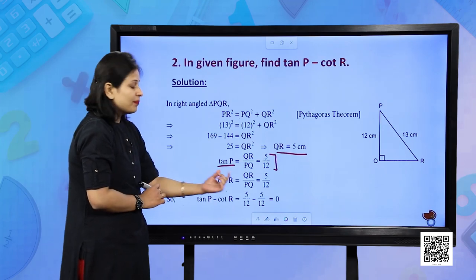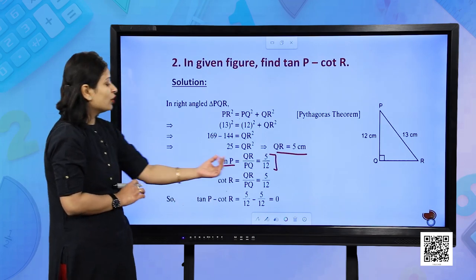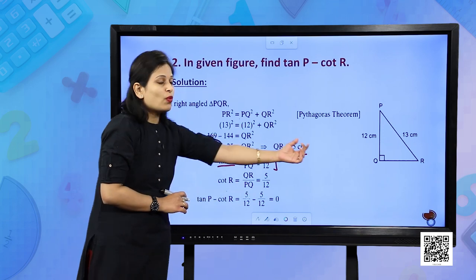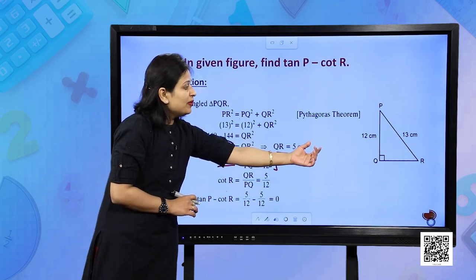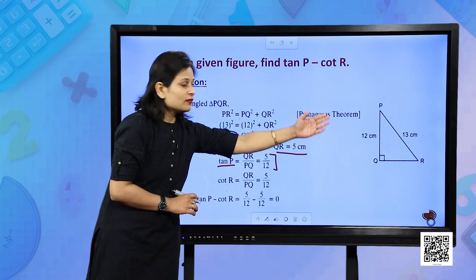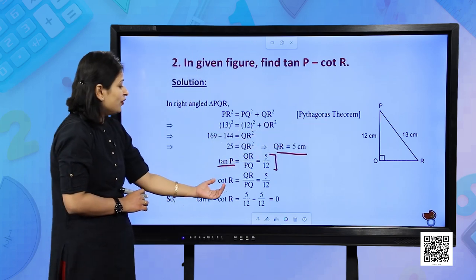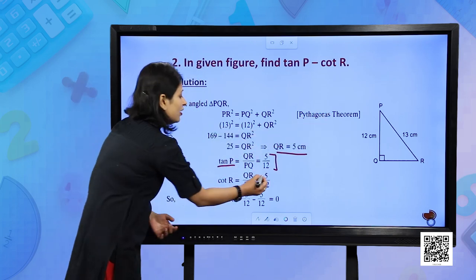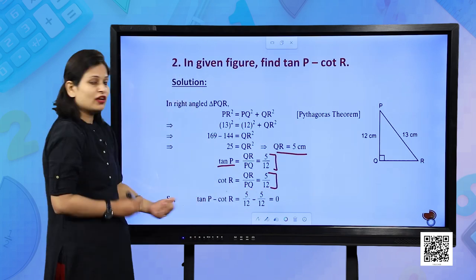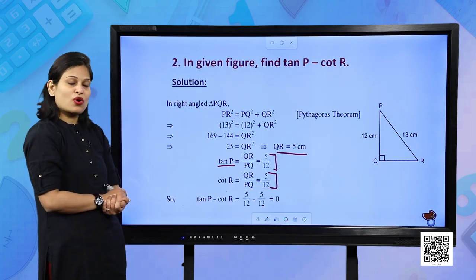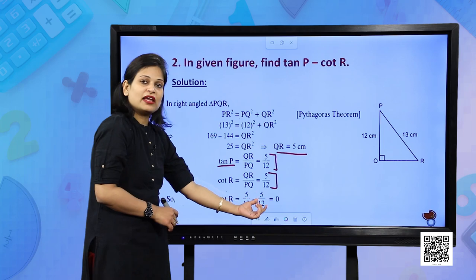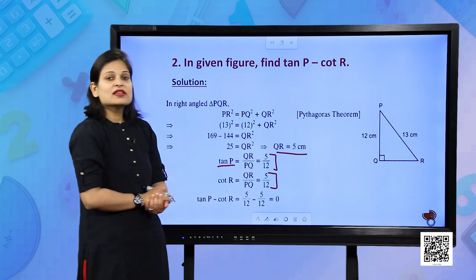And cot R. Cot R is what? QR upon PQ. QR is base and PQ is the perpendicular. So, what will you get? Cot R as 5 by 12. So, we need to find out the value of tan P minus cot R, which is 5 by 12 minus 5 by 12, you will get 0.